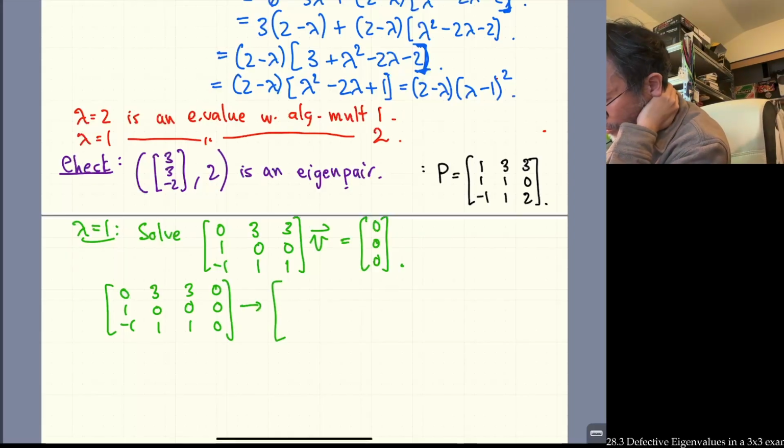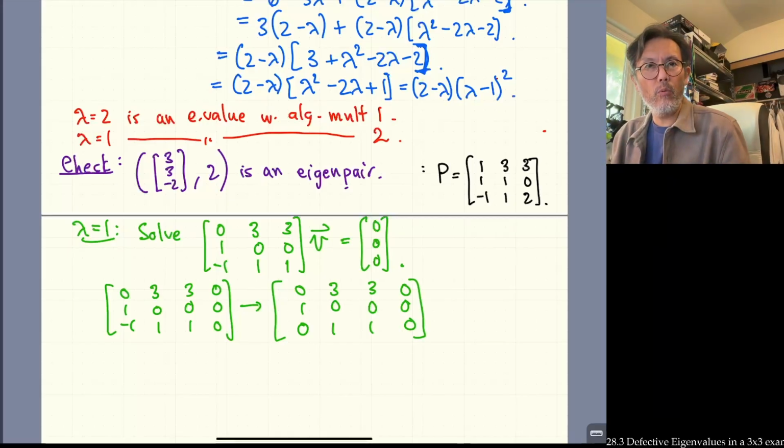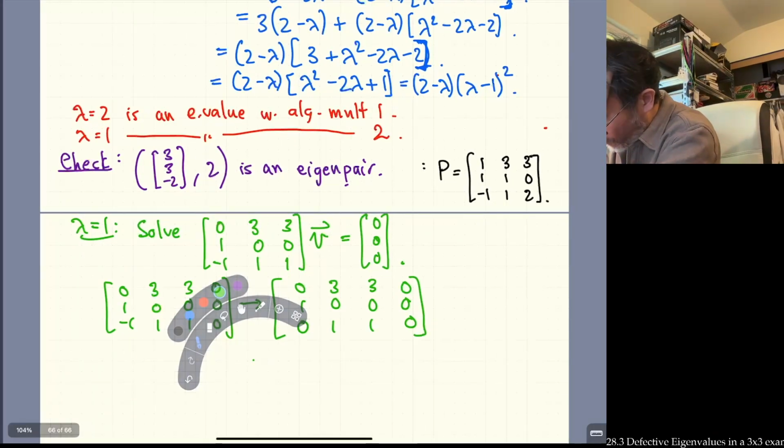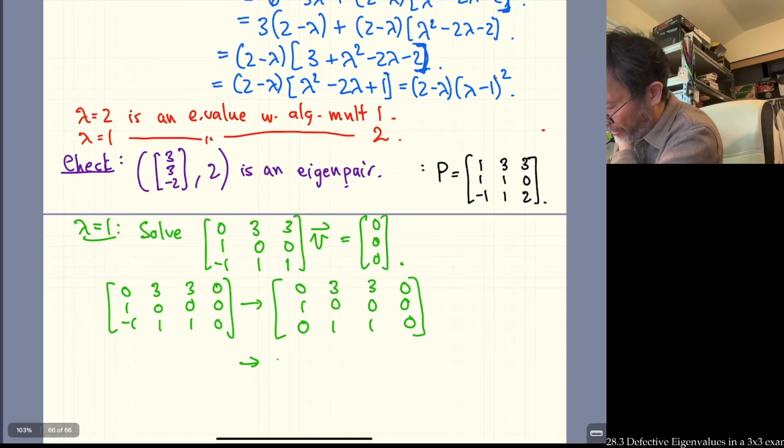I can add row 2 to row 3. And what I get when I do that is 0, 1, 1, 0. And now do you see that row 3 is a multiple of row 1? So I can kill either one. And I can also multiply row 1 by 1/3. I like doing that because I like 1s more than 3s. That's not even true. I like 3s. It's one of my favorite numbers.